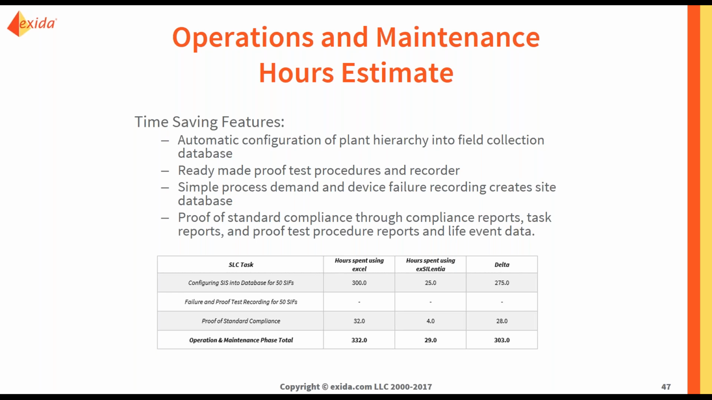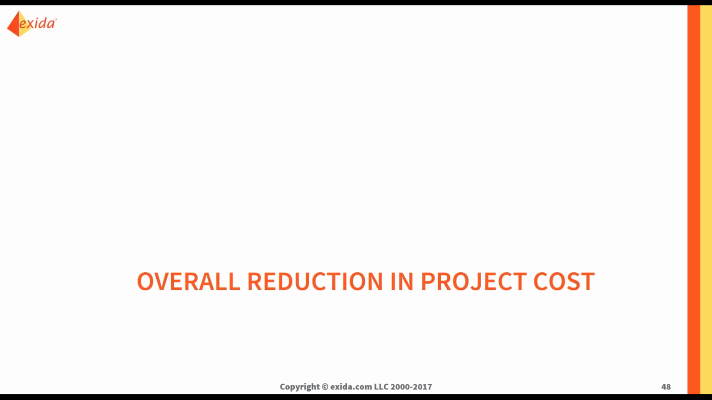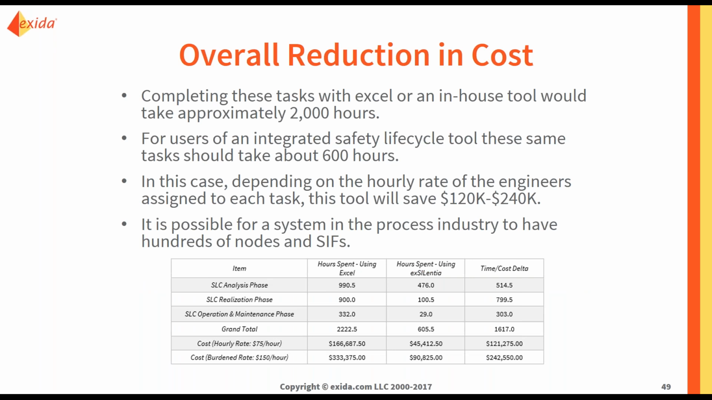And so we determined in our case study that in the O&M phase for a small project of 50 SIFs, you could save approximately 300 hours in the O&M phase of the life cycle. So let's add that all up. We found that completing these tasks with Excel or an in-house tool would take approximately 2,000 hours. But for users of Excelentia, these same tasks, if you use the full functionality of the tool, would take about 600 hours. In this case, depending on the hourly rate of the engineers assigned to each task, the tool would save up to $240,000 for a small project.